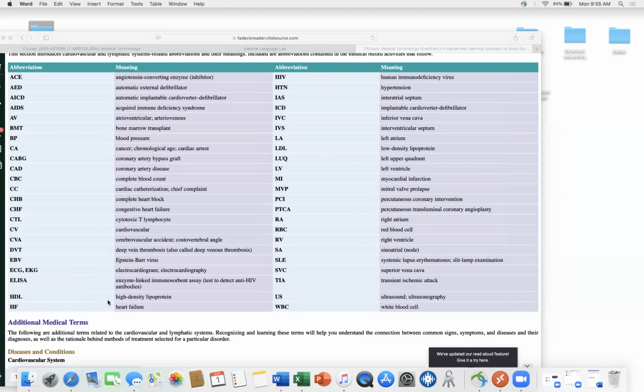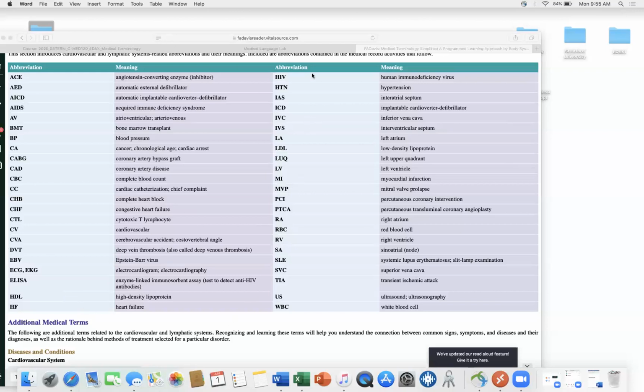HDL and LDL, high density lipoprotein. Remember I told you that the red blood cells carry stuff? Well, they're not the only things that carry things in your body. HDLs and LDLs carry cholesterol. We like HDL because it carries cholesterol out of my body. LDL carries cholesterol into my body. So we want to keep the HDL nice and high and the LDL nice and low. And the only way to do that is exercise and proper diet.